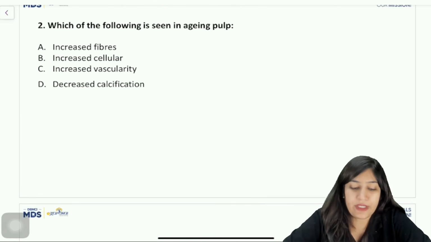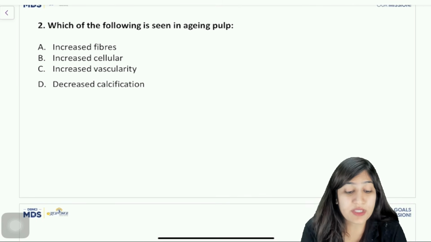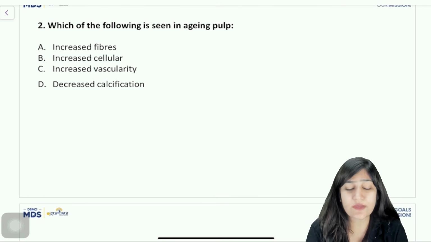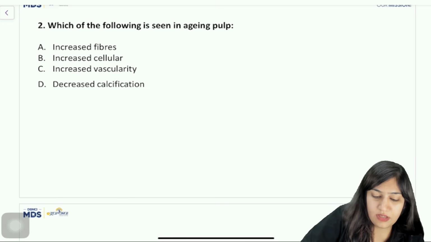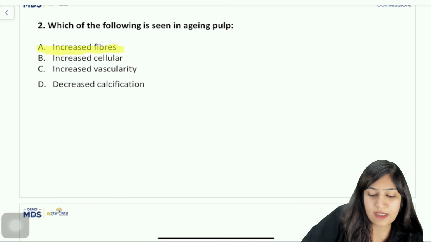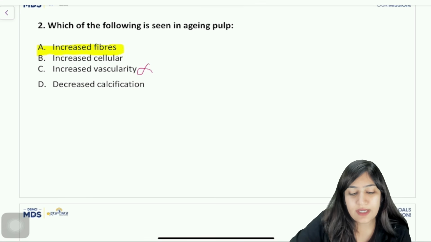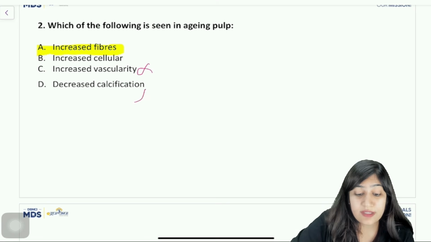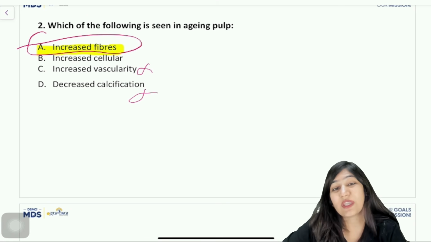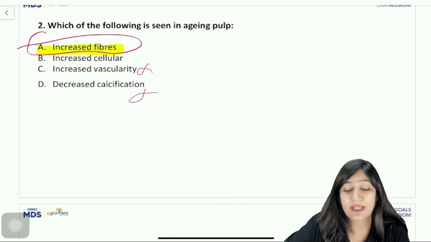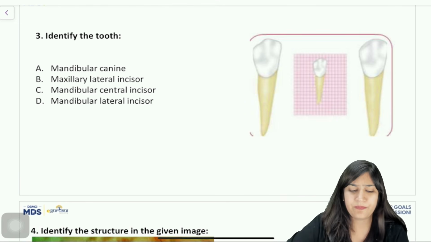Which of the following is seen in aging pulp? Is it increased fibers, increased cellularity, increased vascularity, or decreased calcification? What will be the correct answer here? Increased fibers is the correct answer here. Vascularity mainly decreases, so this is not the correct answer. Calcification also increases, so this is also not the correct answer. So definitely the correct answer is increased fibers. We can see increased fibers in case of aging pulp. Vascularity mainly decreases with aging.